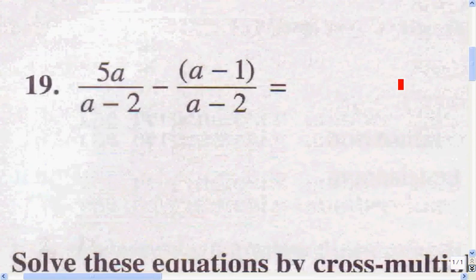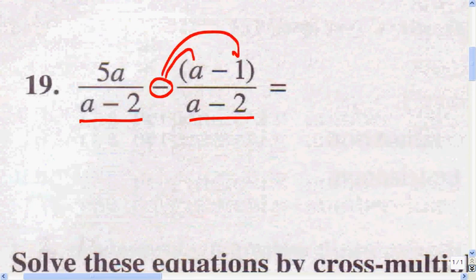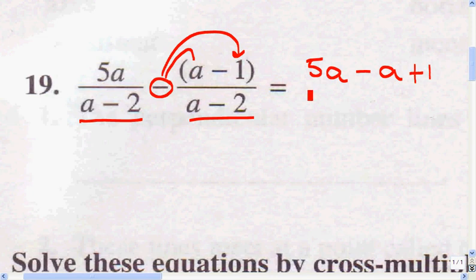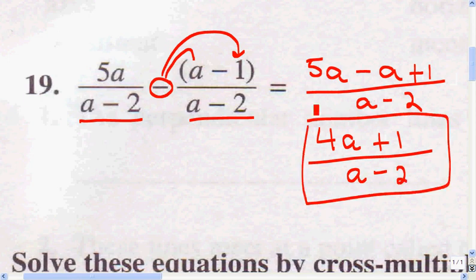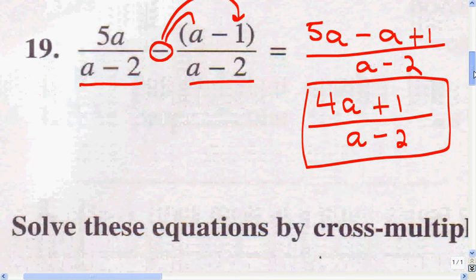Here again, we have the same denominators, so all we've got to do is add. This negative here, however, is going to change the sign of everything inside the parentheses. What I'm going to get then is 5a minus a plus 1 over a minus 2. 5a minus a is 4a plus 1 over a minus 2. Now this one can't be simplified. That's in the simplest form, so that's our answer. We leave it alone.